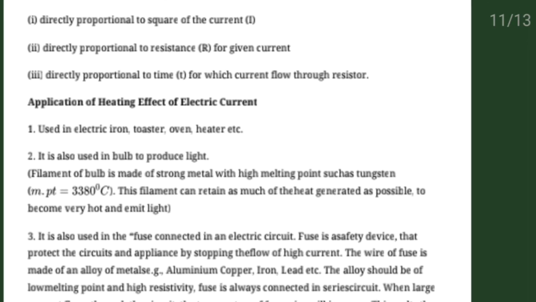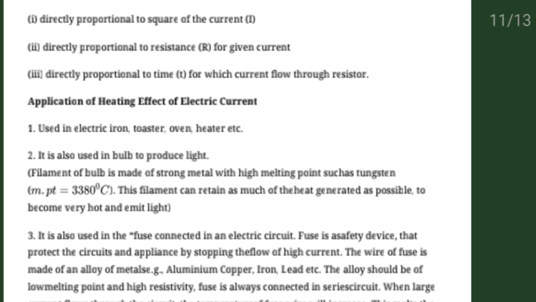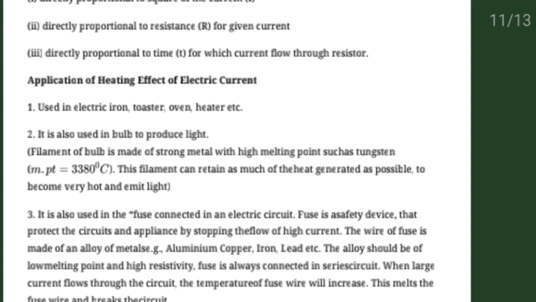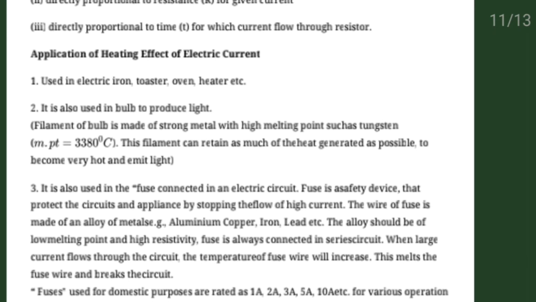Third, it is also used in the fuse connected in an electric circuit. A fuse is a safety device that protects the circuit and appliance by stopping the flow of high current. The wire of a fuse is made of an alloy of metals, for example aluminum, copper, iron, lead, etc. The alloy should have a low melting point and high resistivity. A fuse is always connected in series in the circuit. When a large current flows through the circuit, the temperature of the fuse wire will increase. This melts the fuse wire and breaks the circuit.